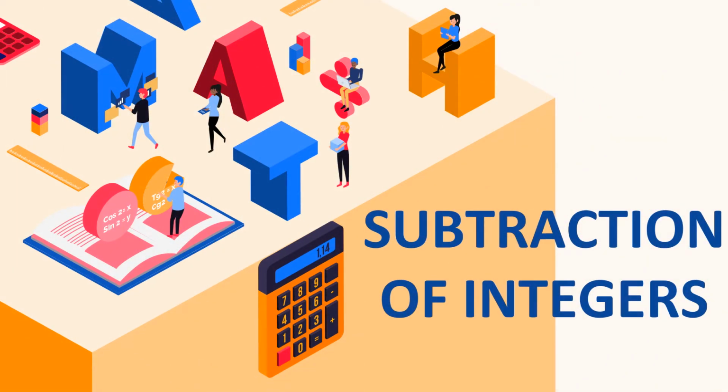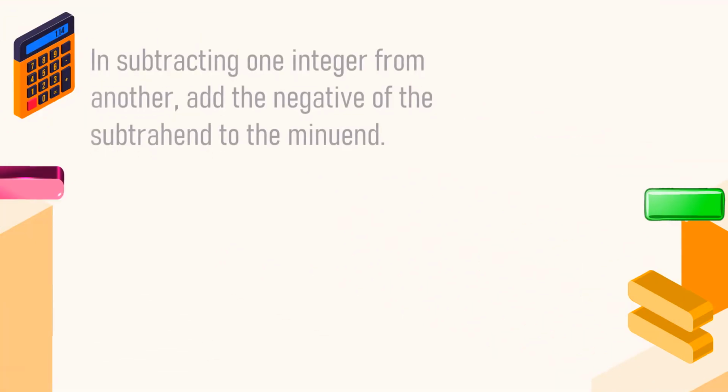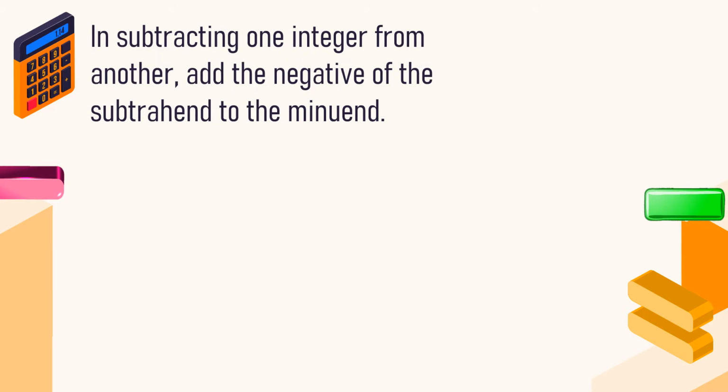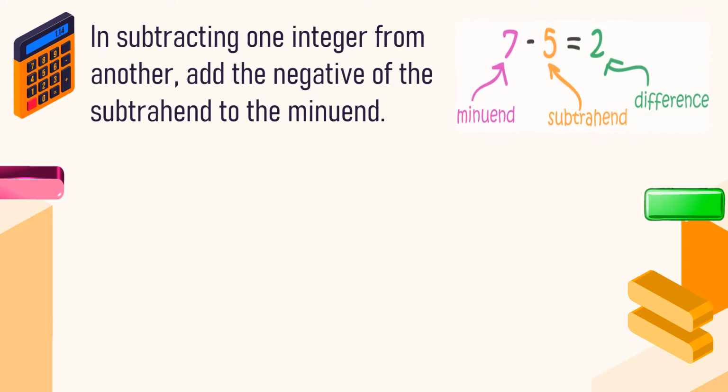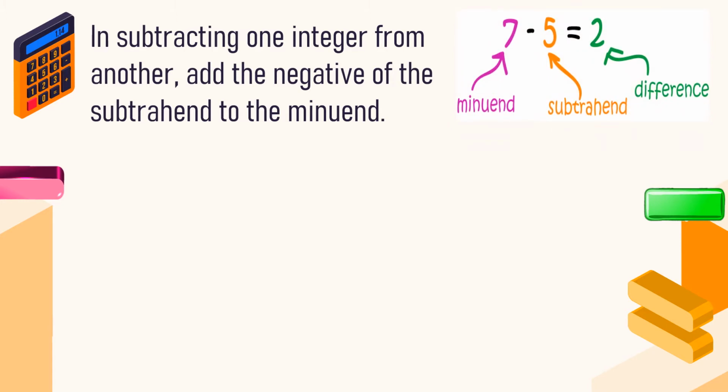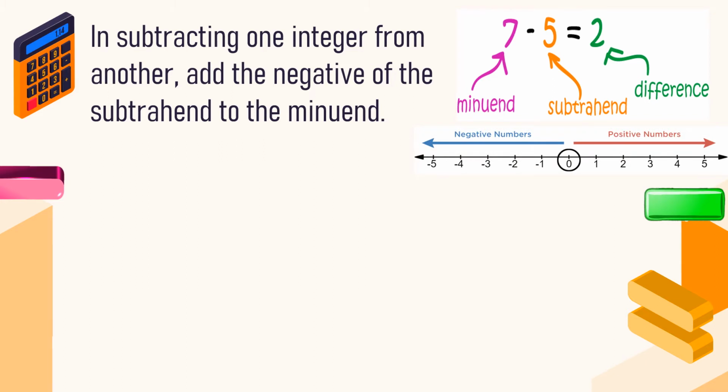Next, let's proceed to subtraction of integers. In subtracting one integer from another, add the negative of the subtrahend to the minuend. Here is the minuend, the first, and the subtrahend, the second. And the answer for those is what we call the difference. And here is the number line wherein the center is the 0 and all the numbers going to the left are the negative numbers and numbers going to the right are the positive numbers.